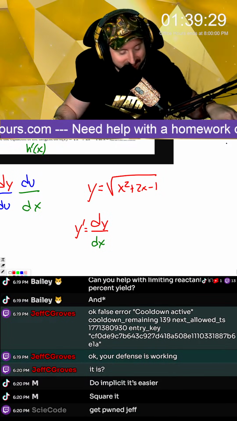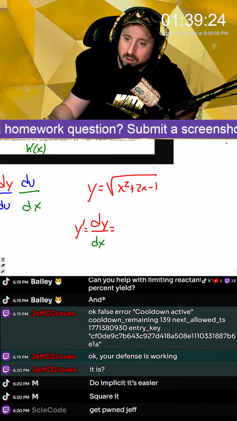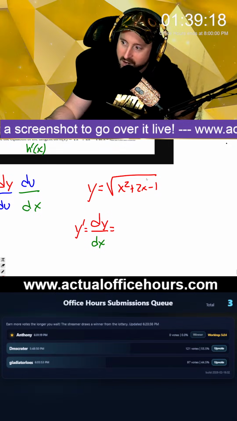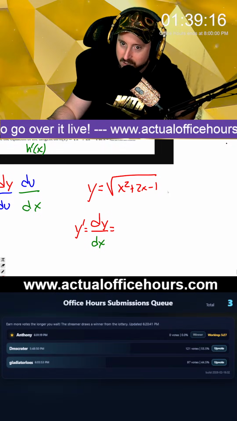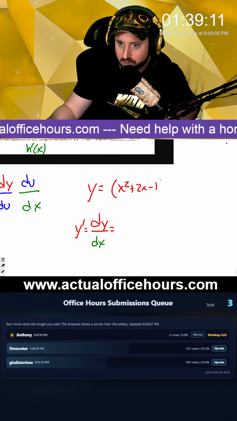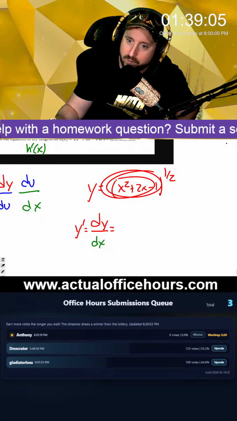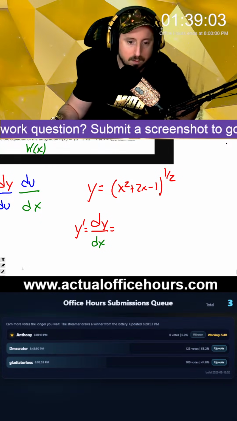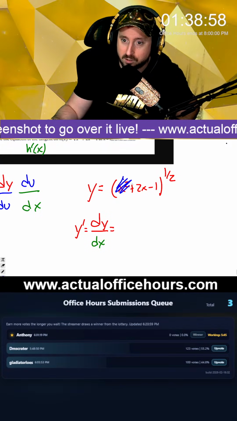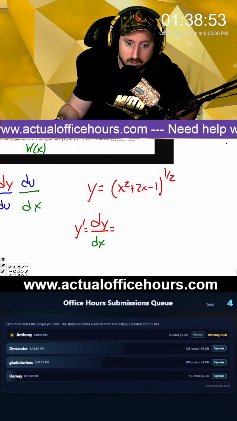Square it? No, we don't want to do that. Watch. Here's my question: how do I take the derivative of the square root of all this garbage? I don't really know how to take the derivative of the square root of a bunch of stuff. Instead of calling it a square root, let's put an exponent on it. I don't know how to take the derivative of all this stuff to the 1/2, but I do know how to take the derivative of just something to the 1/2. And so I like to use a little box.